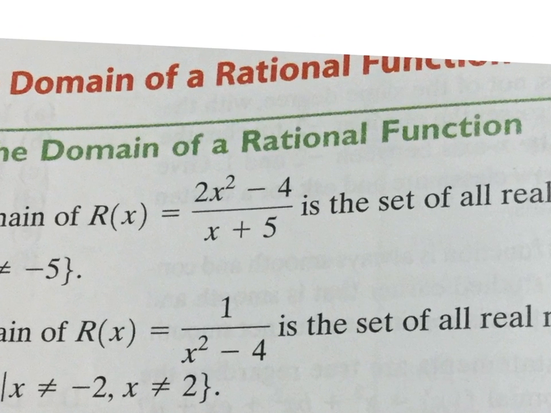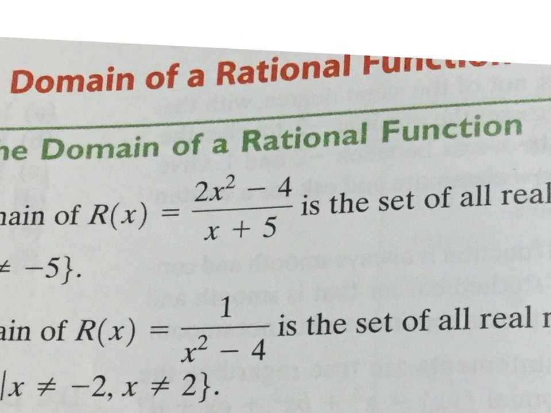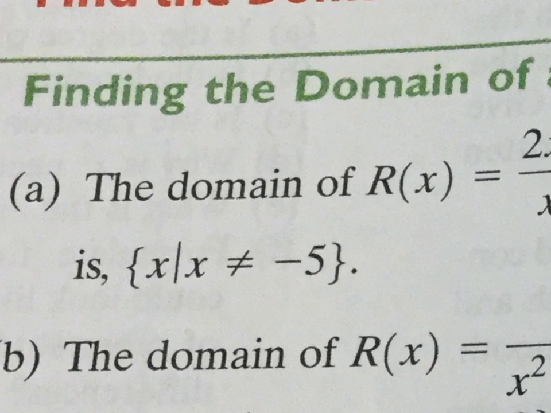Okay, well again, remember, the thing that could give me a problem with the domain is if the denominator is 0, because we cannot divide by 0. So here I would say the denominator cannot be 0. And then solving that, I find x cannot be negative 5. Right, subtracting 5 from both sides. So you'll see that here they say that the domain is all x's such that x cannot be negative 5.